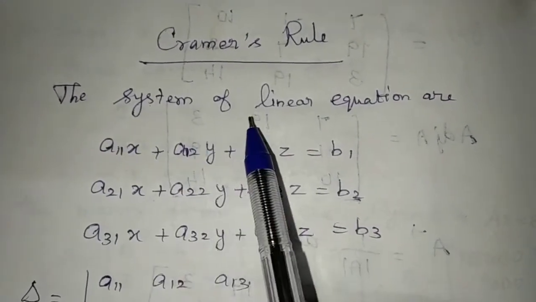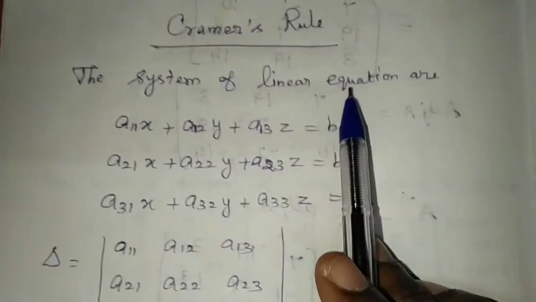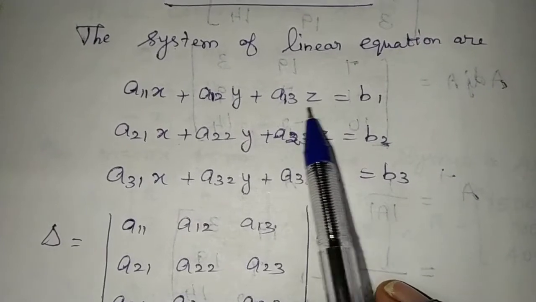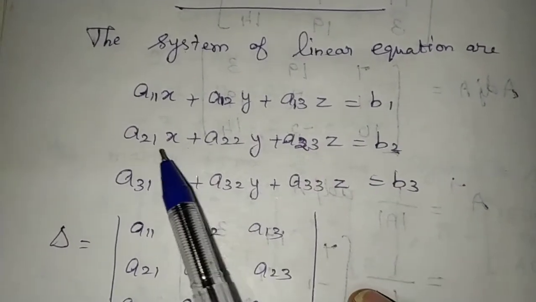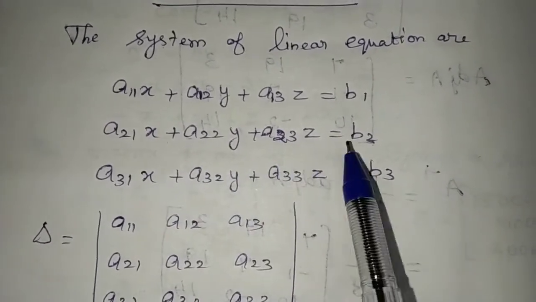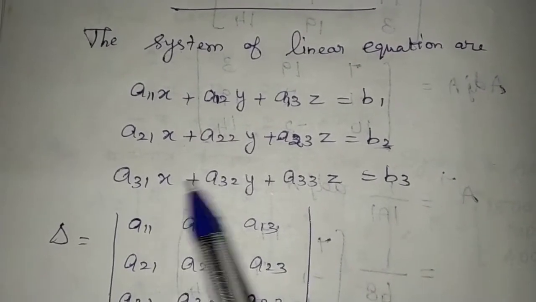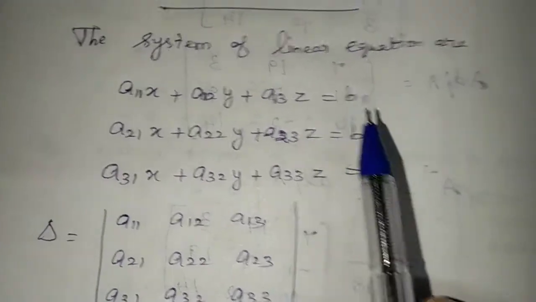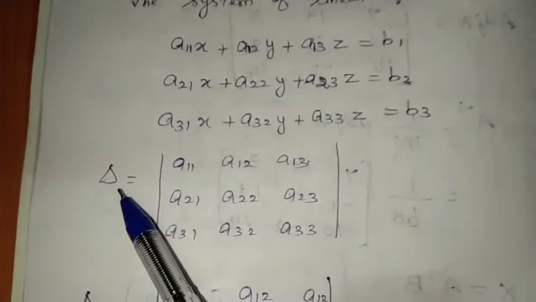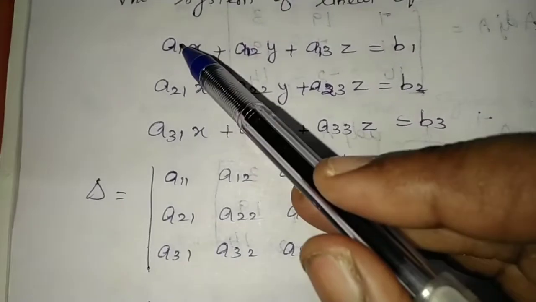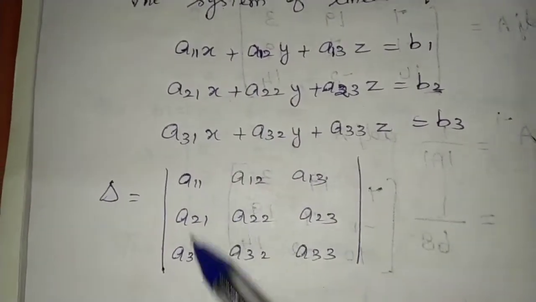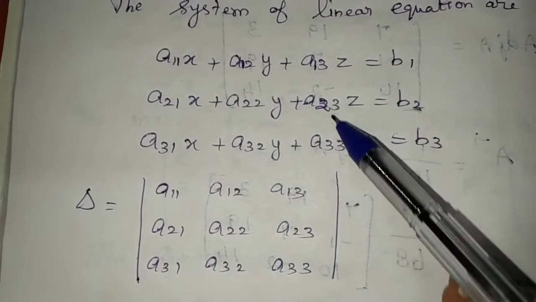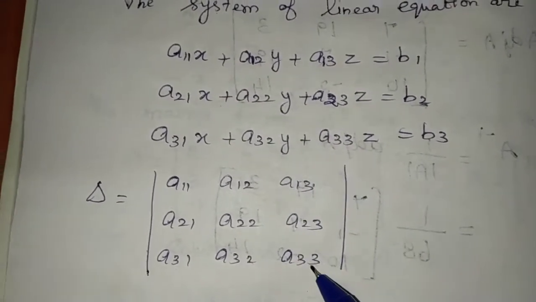Cramer's rule means, given the system of linear equations a11x + a12y + a13z = b1, a21x + a22y + a23z = b2, a31x + a32y + a33z = b3. Three equations given. First you have to write delta. Delta means write the coefficients a11, a21, a31, a12, a22, a32, a13, a23, a33.